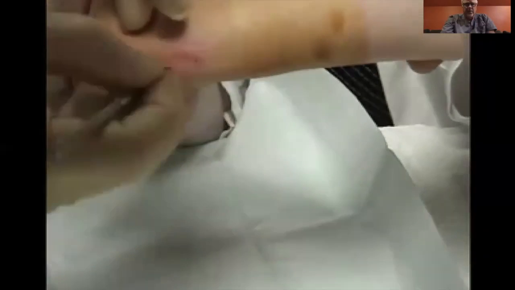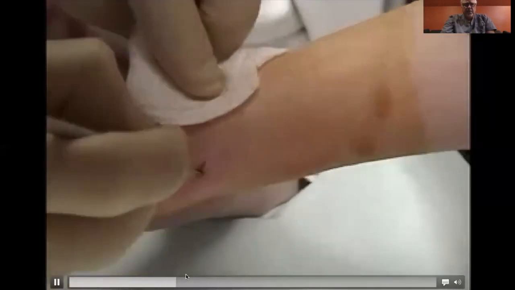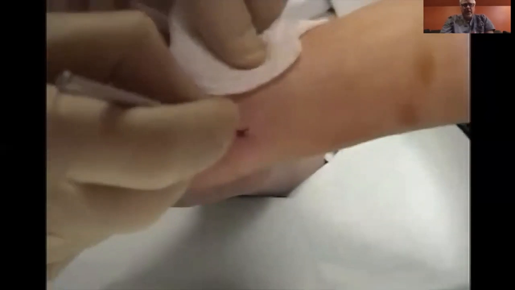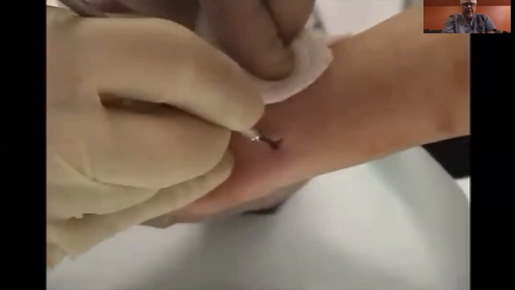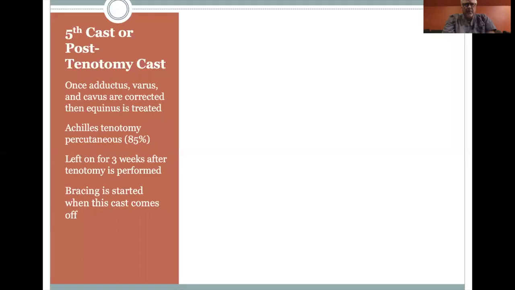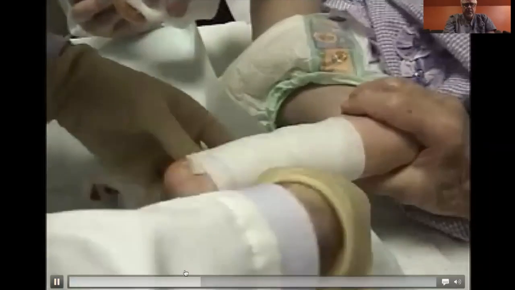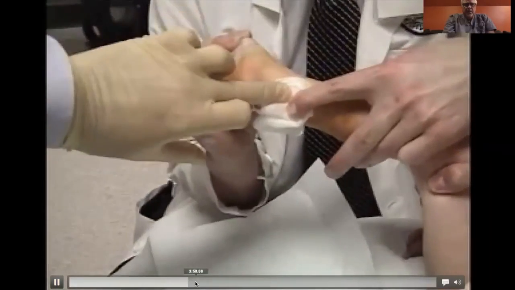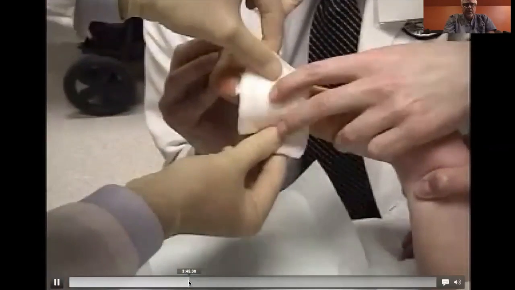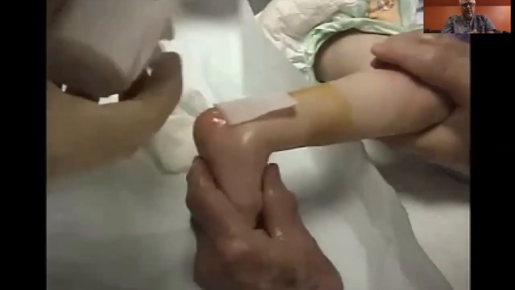So here they're doing the other leg. It can be challenging doing these under a local. The kids are usually fighting you and trying to pull away. So you can see now they're getting ready to put the cast on.